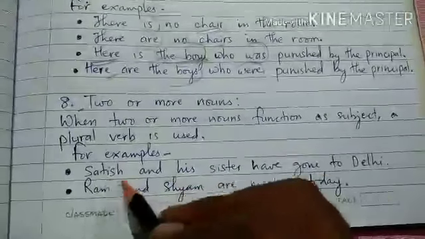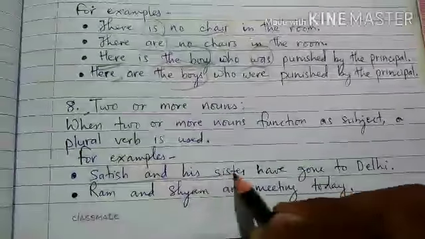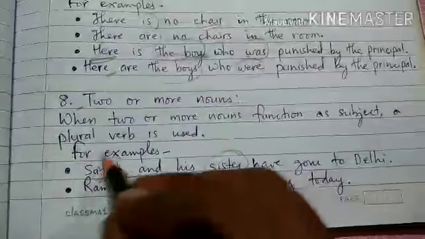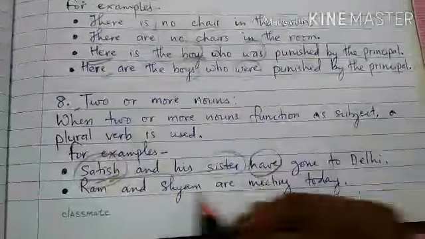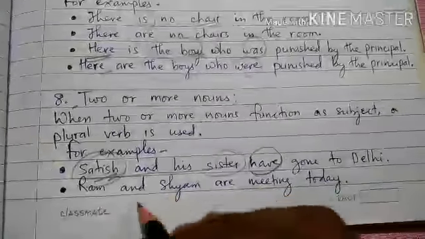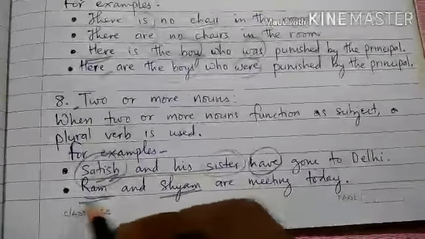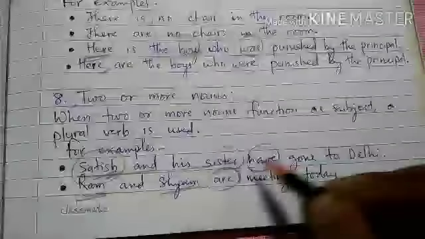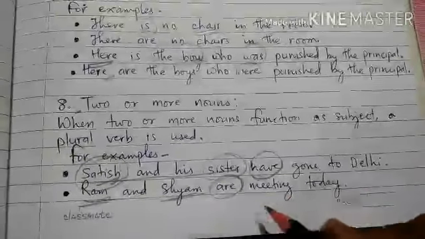Like, Satish and his sister have gone to Delhi. Satish and his sister. We have two subjects, Satish and his sister. Two nouns. So, "have", plural verb. Ram and Sam are meeting today. So, Ram and Sam, two nouns as the subject here. So, plural subject. So, we have a plural verb. Okay. So, we may take other examples of our own also.